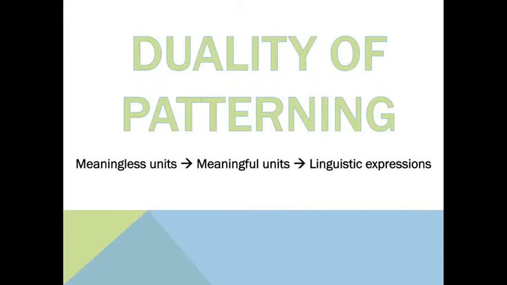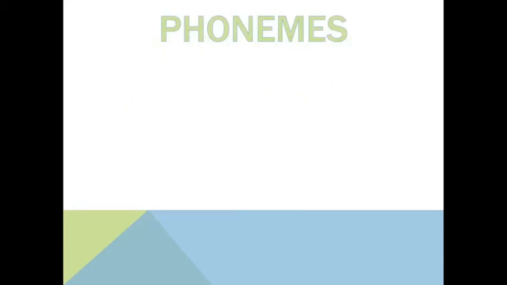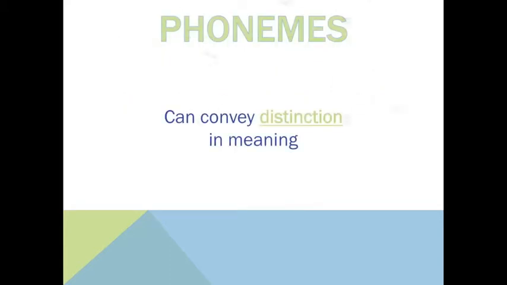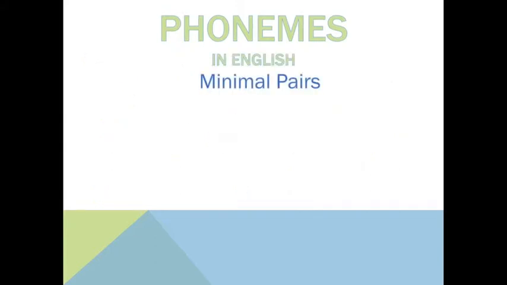This happens at two levels, the morpheme and the phoneme level. A phoneme is the smallest phonetic unit in a language that is capable of conveying a distinction in meaning. In English, phonemes differ by place of articulation, manner of articulation, and voicing. To find phonemes, we look for minimal pairs in a language. Minimal pairs are two separate words that differ only in one sound and one location.